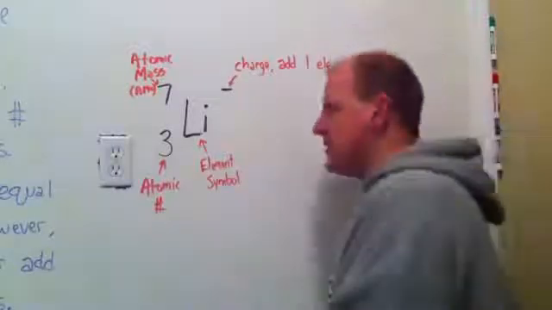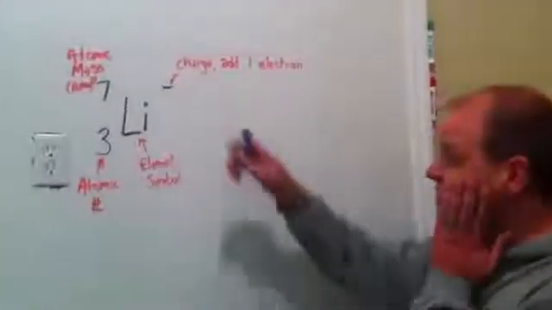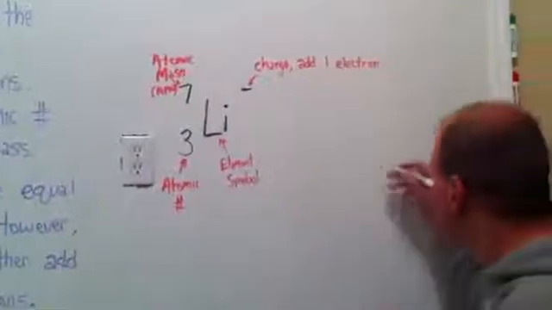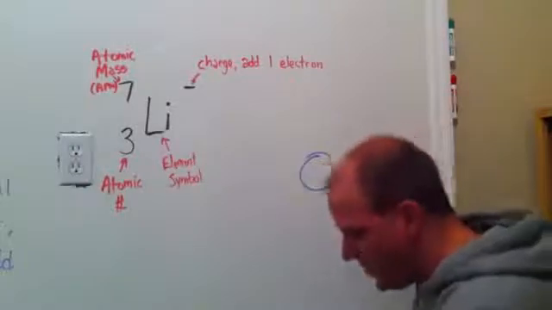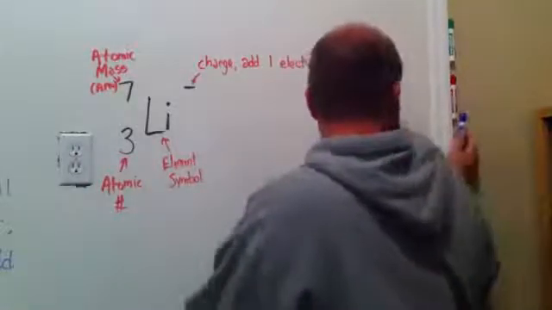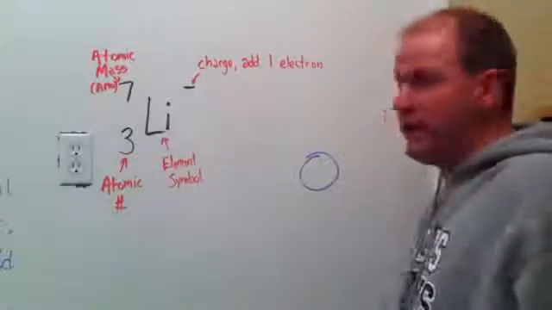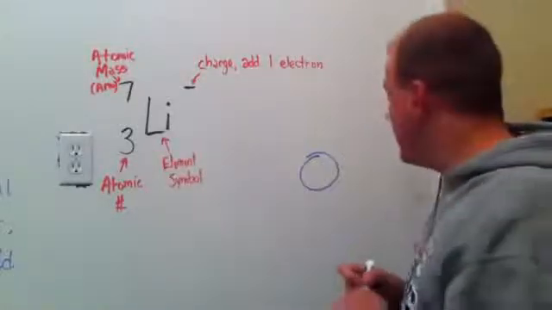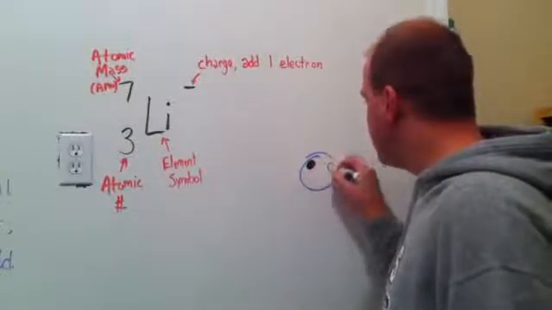All right. So now let's start drawing out this atom. Let's start with our nucleus on our lithium atom. So we draw out the nucleus. Inside our nucleus, we're going to start with the number of protons. And how many protons does this atom have? Well, it's got 3, because that's what the atomic number says. So I'm going to draw out 3 protons.